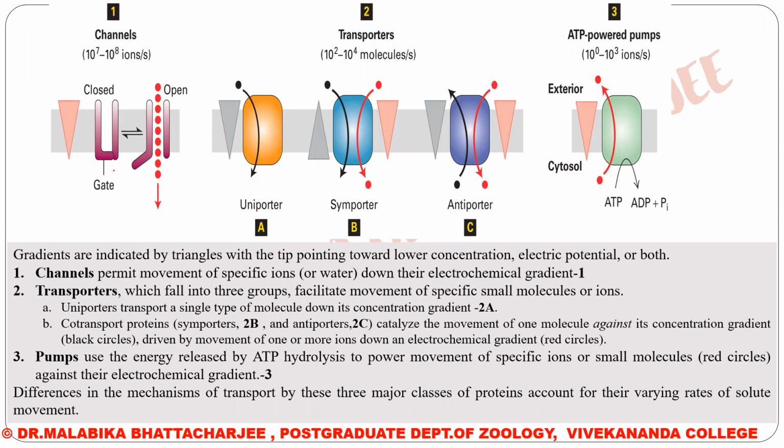Now we are coming to another important part. These molecules are moving either on their own, as in the case of simple diffusion, or with the help of some channels or transporters, as in the case of facilitated diffusion, or with the help of pumps, as in the case of active transport. Now let us look into the three classical proteins through which different molecules can move across the membrane. Let us come to the channels first.